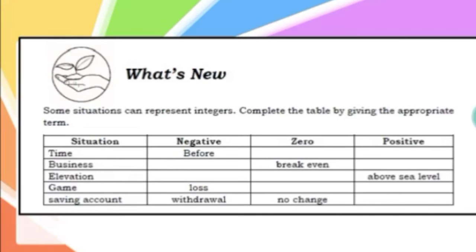In our module, What's New, page 4, some situations can represent integers. Complete the table by giving the appropriate term. For example, our situation is time. For negative, that is before. For 0, that is now. And for positive, that is after.